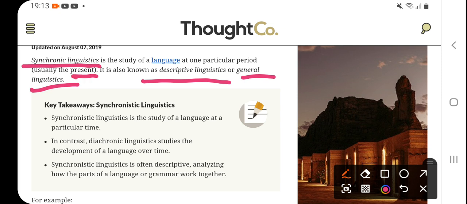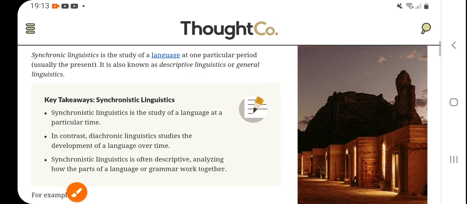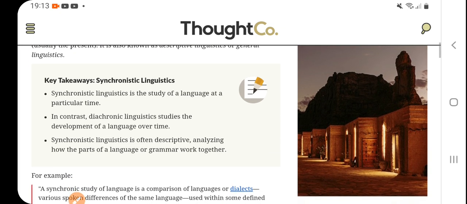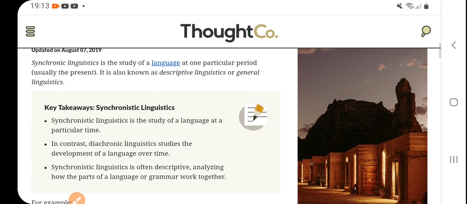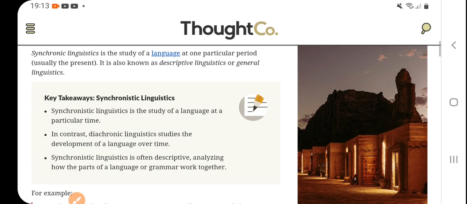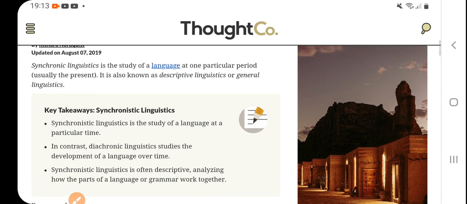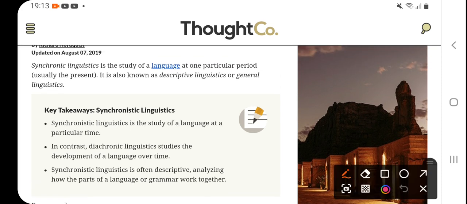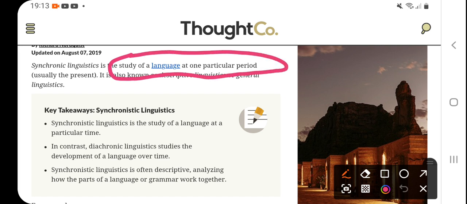So when you study a language for a particular time, suppose modern language, this is the new time, this is the current language. What's the current language? And you don't want to indulge in history, so that is the study of a language at one particular time, at one particular period, right?